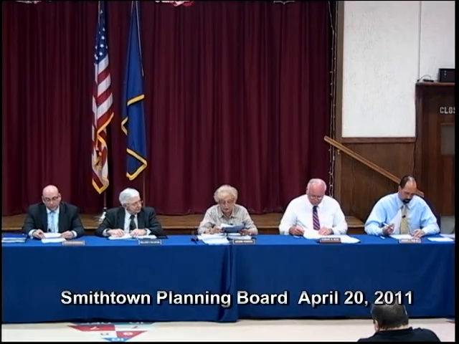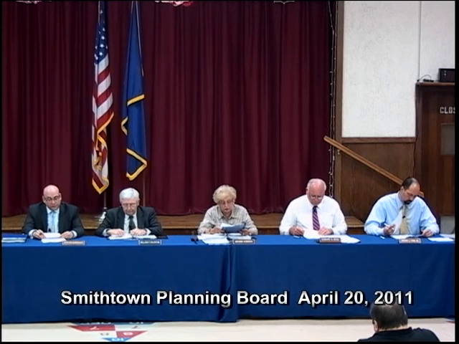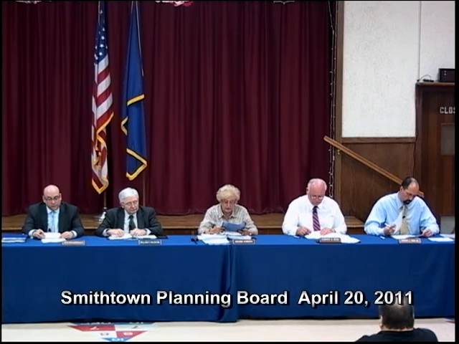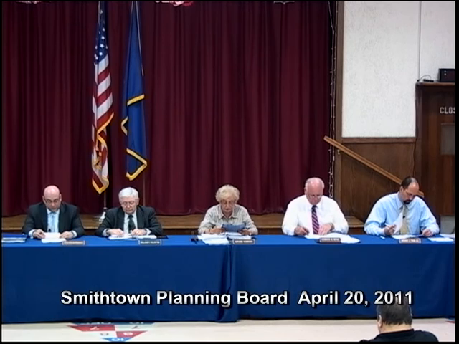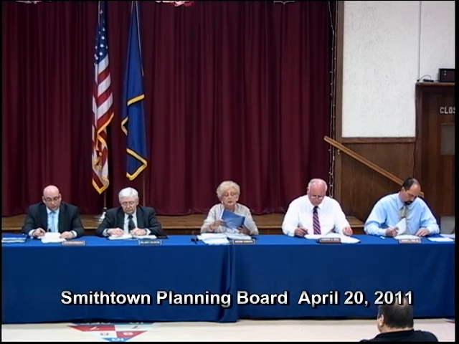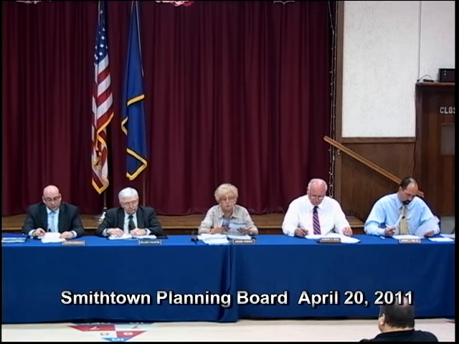The most common kind of application before the board are area variances. Area variances deal with dimensions such as lot area, frontage, height, setback, and parking spaces. New York State statute mandates that the board must consider the following 5 criteria in area variances. When you come to the podium to present your application, you need to address these 5 areas. They're posted for you. Number 1, whether an undesirable change will be produced in the character of the neighborhood or a detriment to nearby properties will be created.